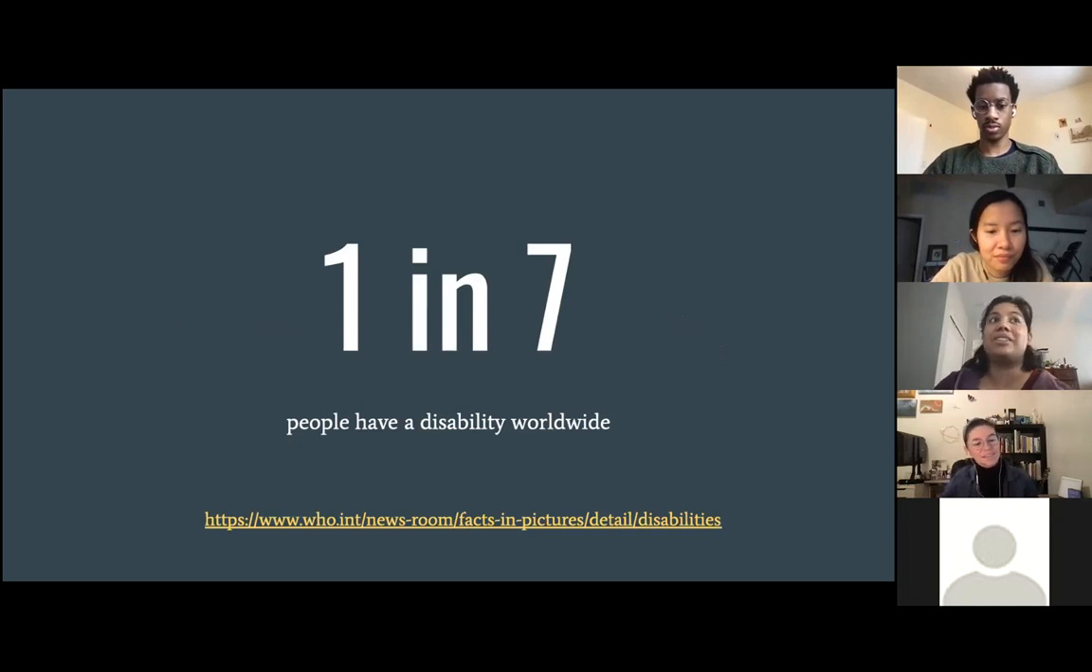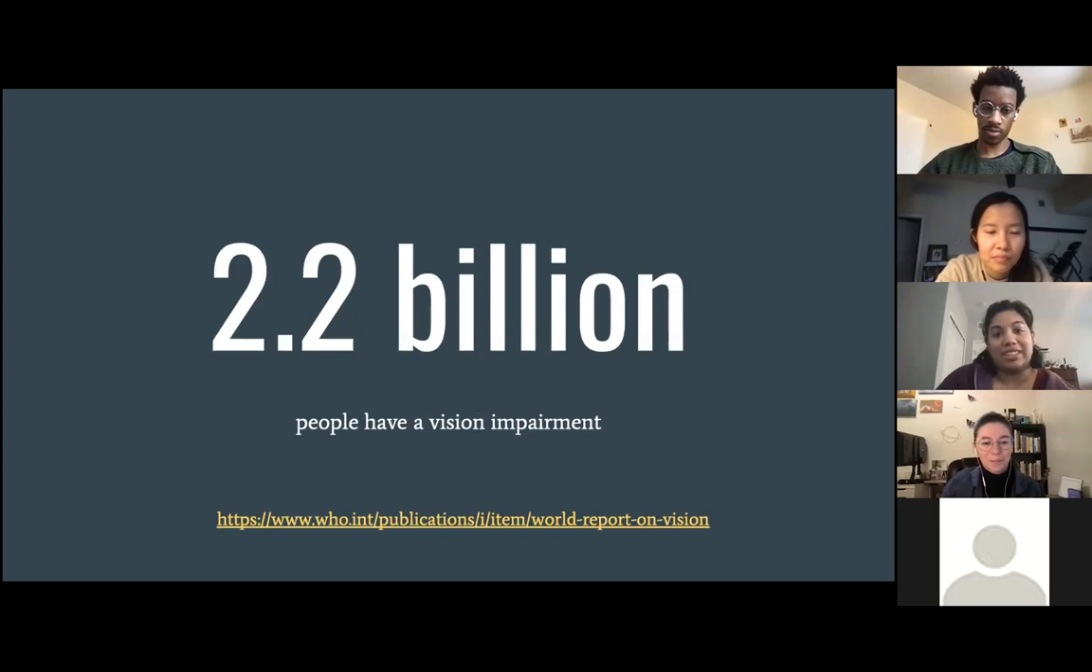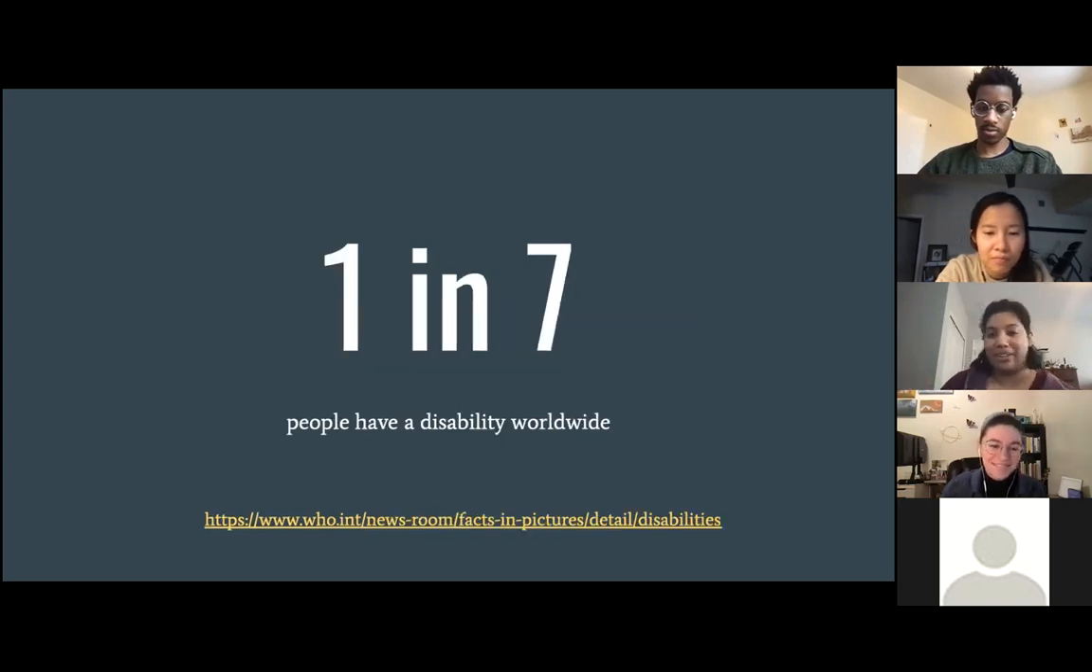And I'm going to start out with some big numbers to help us understand the gravity. I think this will also help when we're talking to clients who don't understand the purpose. That's crazy. Yeah, 1 in 7. That's 15% of the world's population has a disability. That's super widespread, and a lot of people just don't seem to realize how important that is.